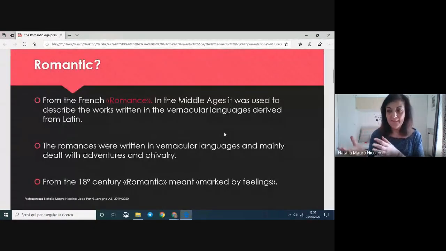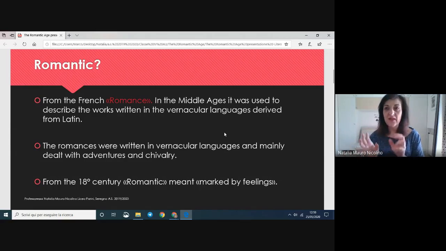Don't forget, for example, that Dante Alighieri, the Italian Dante Alighieri, in the Middle Ages wrote De Vulgari Eloquentia. What is it? It is a work in which he used for the first time the vernacular as a literary language. So, let's go back. In the Middle Ages, the romance was a work written not in Latin, but in vernacular language.